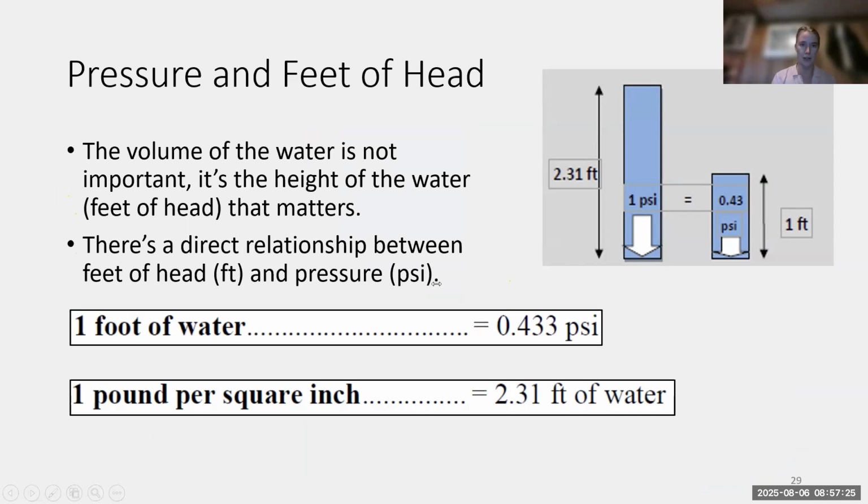Also on your calculation sheet, 1 foot of water is equal to 0.433 PSI, and 1 pound per square inch is equal to 2.31 feet of water. So that'll be an important one to pay attention to on your formula sheet.